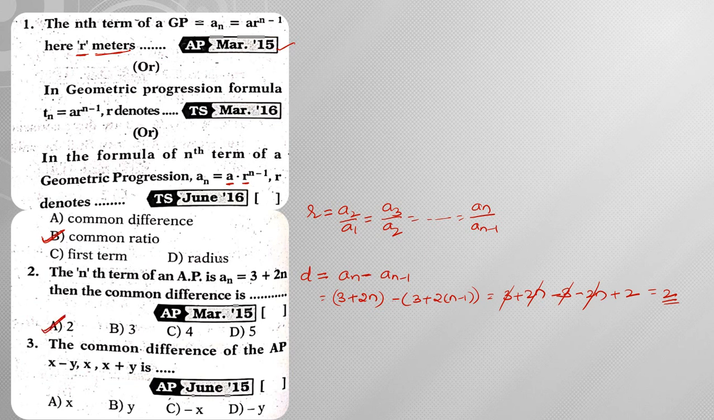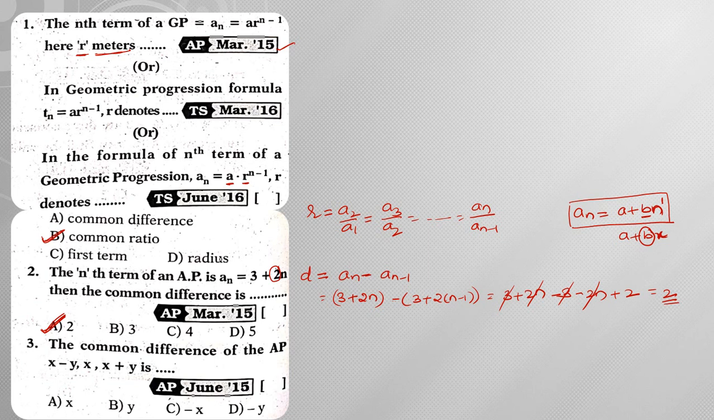But whenever such a type of question is given, whenever An is given in the form of a + bn, that is nothing but a linear polynomial or linear expression, then the coefficient of n is the common difference. Suppose it is given as a linear expression a + bx, then the coefficient of x will be my common difference. Hence the coefficient of n is 2, hence the common difference is 2.